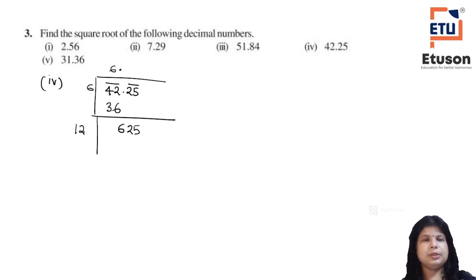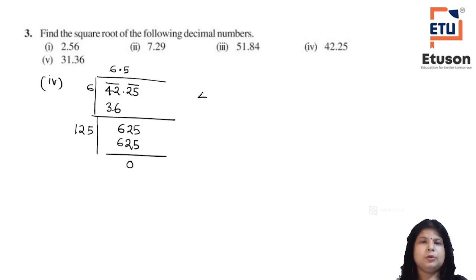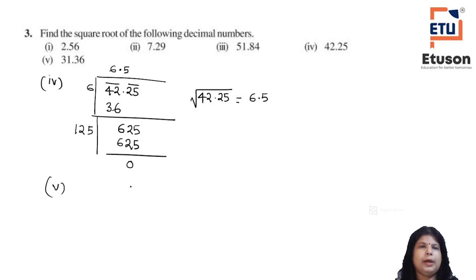Now you can choose a number which when multiplied will give you the product less than or equal to 625. So I have selected 5. So 125 into 5 is nothing but equal to 625, and the remainder will be equal to 0. So as you have got the remainder 0, you have obtained your square root of the number, that is 42.25 square root is equal to 6.5. Now bit 5. So you have 31.36. So let us pair the number again.